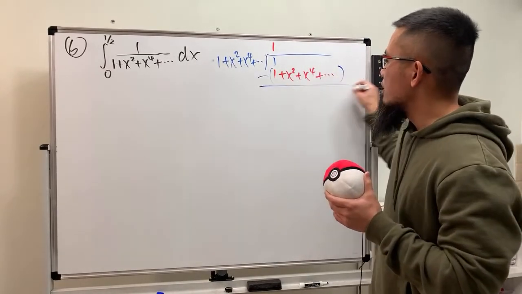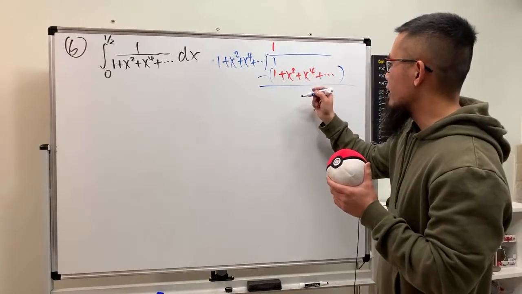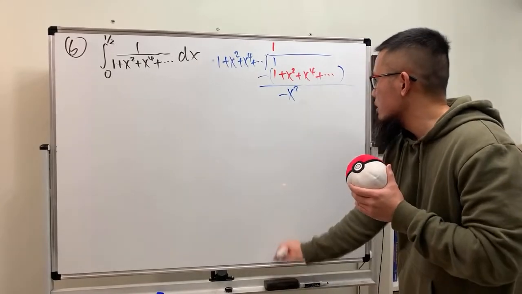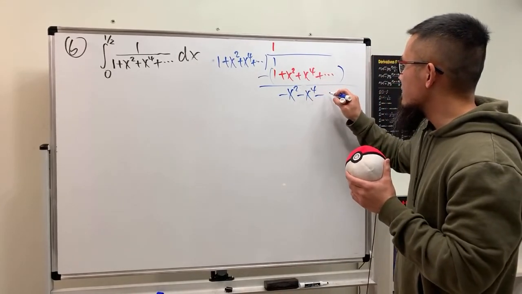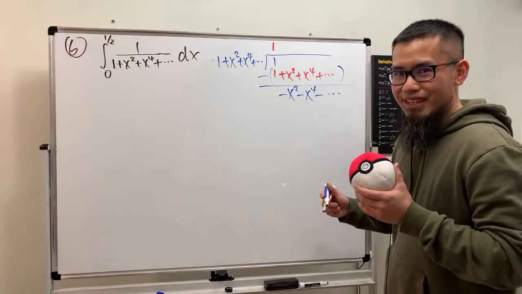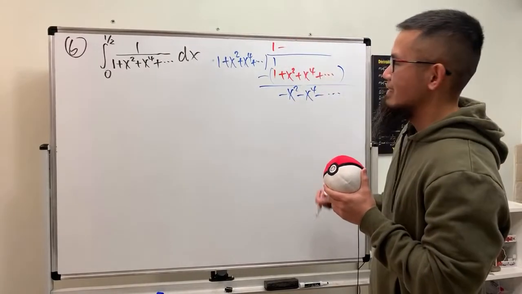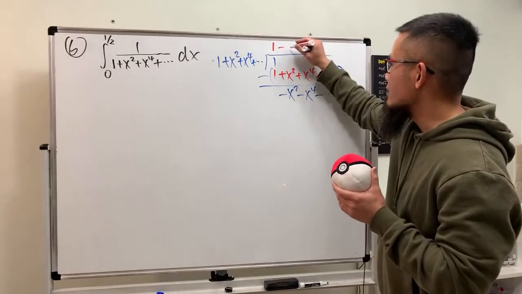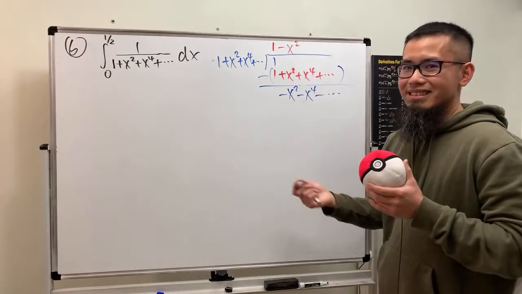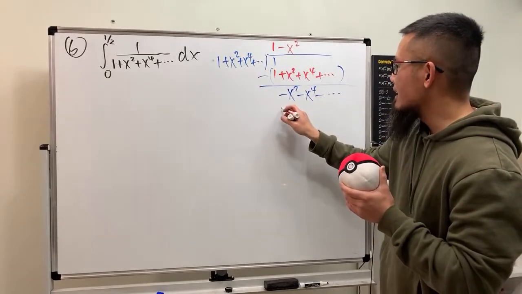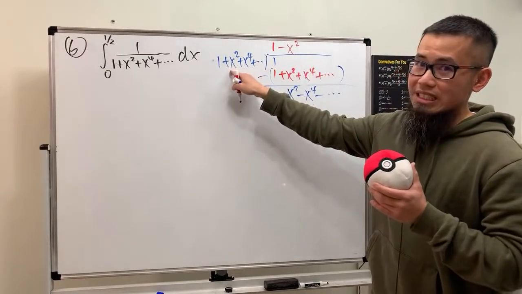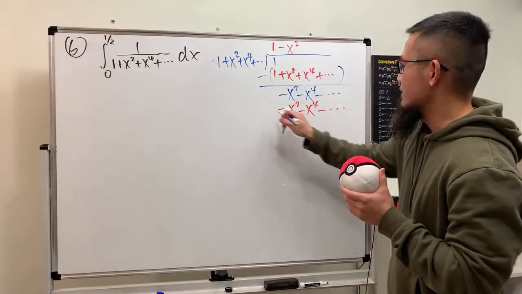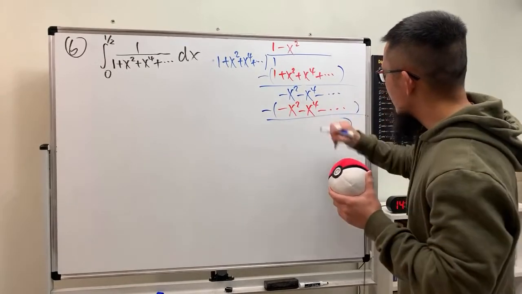Subtract as usual. 1 minus 1 is 0, and then all that becomes negative, so we have negative x squared minus x to the 4th power, and then minus dot dot dot. Next, what times 1 will give us negative x squared? Well, we need to have x squared there. So this times all that becomes negative x squared, negative x to the 4th power, minus dot dot dot. Subtract, and guess what? The remainder will be 0.